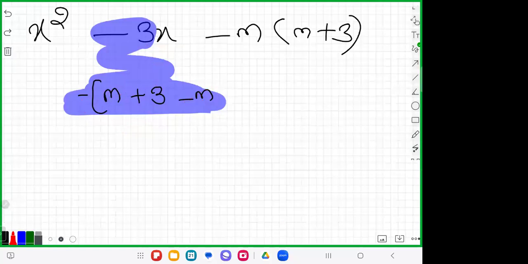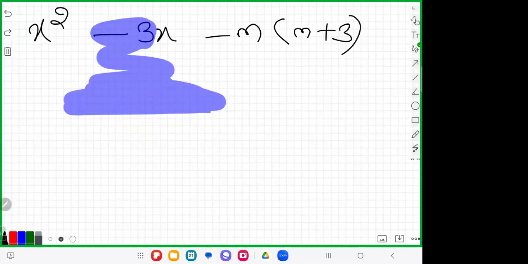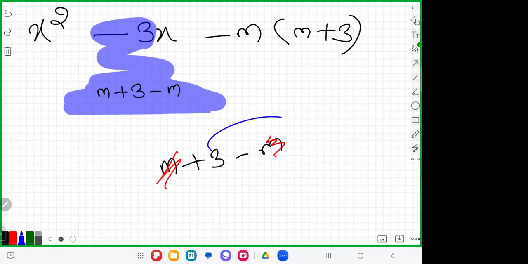We need to split the middle term. The middle term is minus 3. We want to get the answer. We are changing this middle term minus 3 as minus of m plus 3 minus m. What will we get? m plus 3 minus m, and then m cancels. What will be remaining? The 3 only remains.